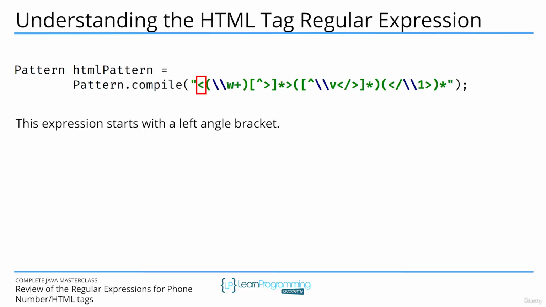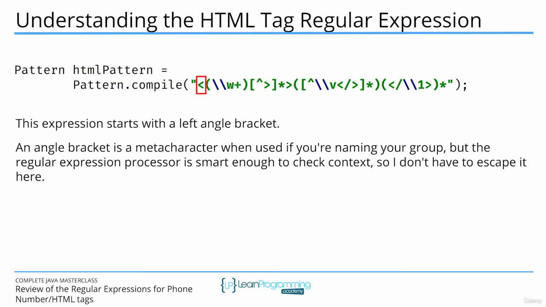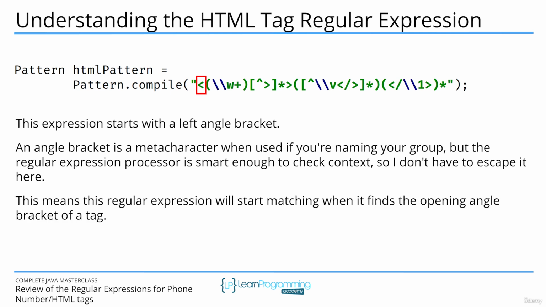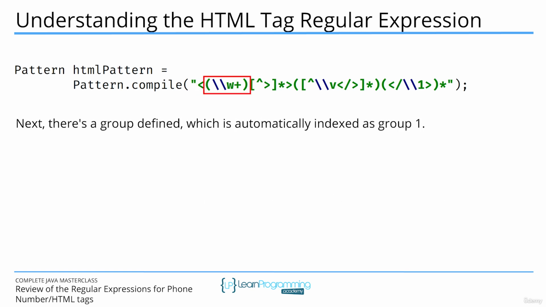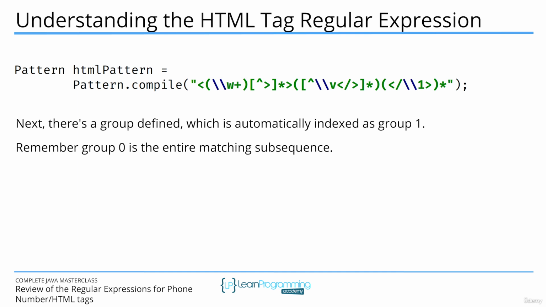This expression starts with a left angle bracket. An angle bracket is a meta character when you're naming a group, but the regular expression processor is smart enough to check context, so I don't have to escape it here. This means this regular expression will start matching when it finds the opening angle bracket of a tag. Next, there's a group defined which is automatically indexed as group 1. Remember, group 0 is the entire matching subsequence.